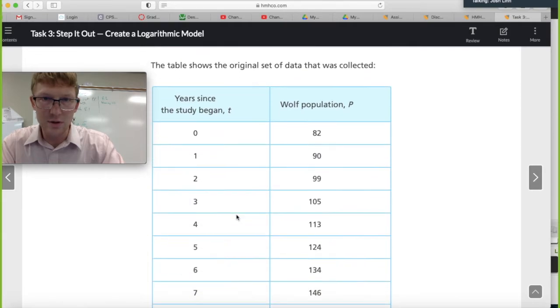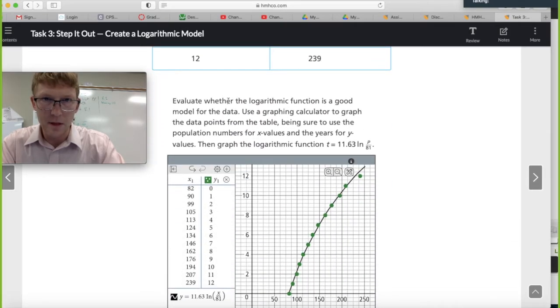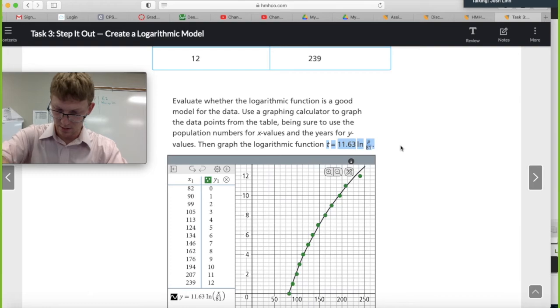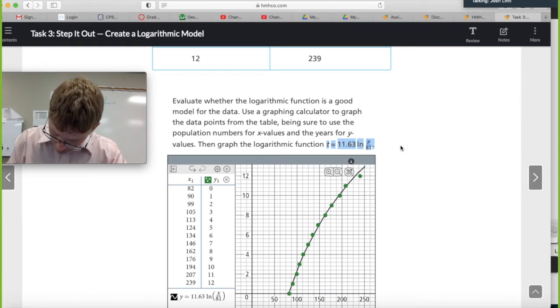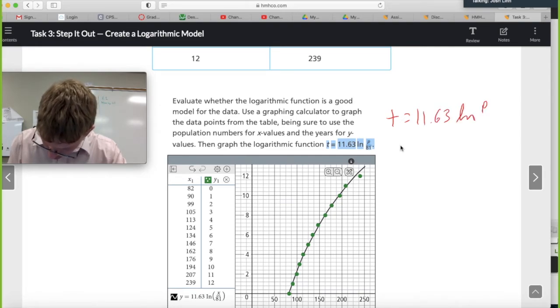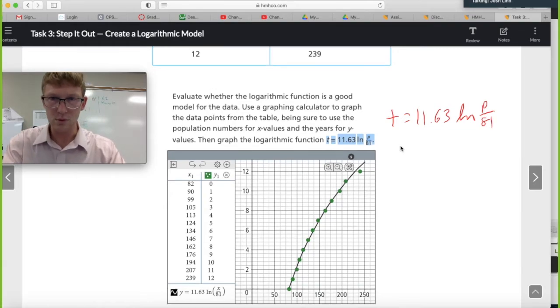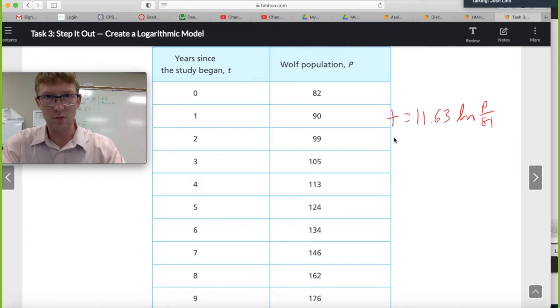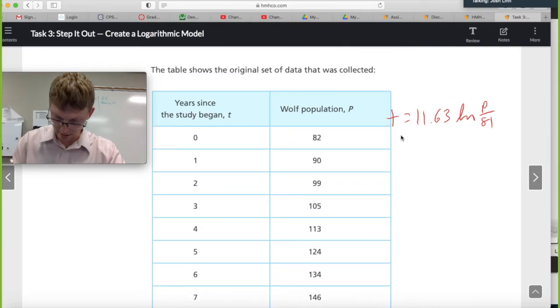So here is the original data that we collected. And so we want to evaluate whether the logarithmic function is a good model for the data using a graphing calculator to graph the data points from the table. Be sure to use the population number for x value, and so on. Okay. So we are going to graph the logarithmic function, what we found. So I'm going to write that on the screen. It's going to get a little goofy for a minute, but it's easier for me. 11.63 natural log of p over 81. And we've got all of these points. I don't know if I'm going to plot all of them, but we'll get several of them.